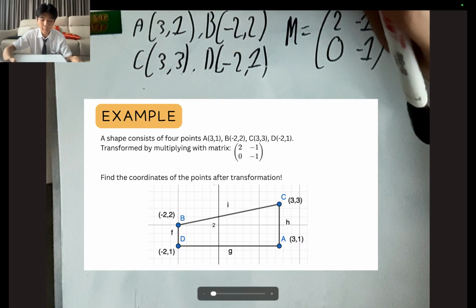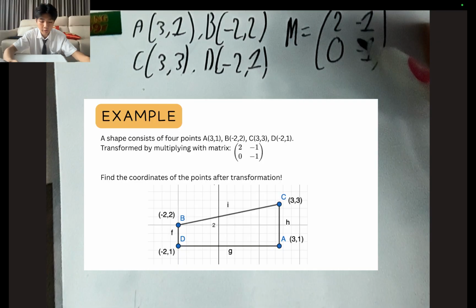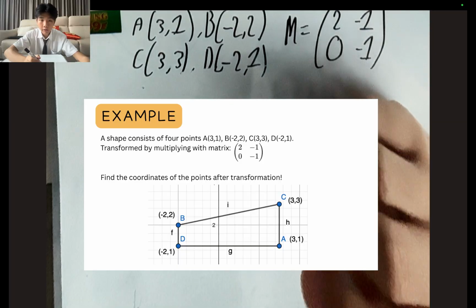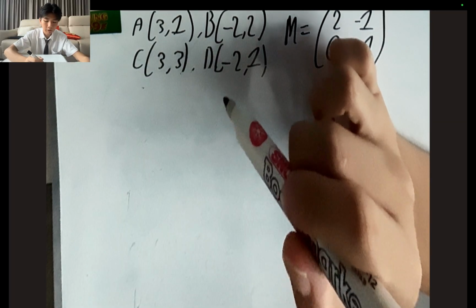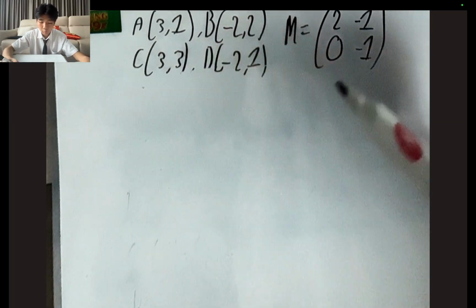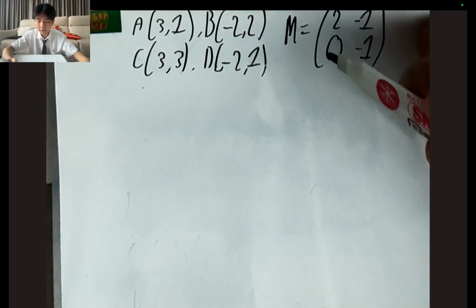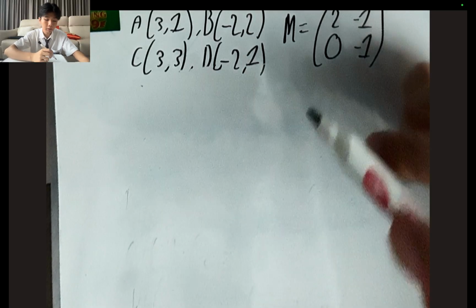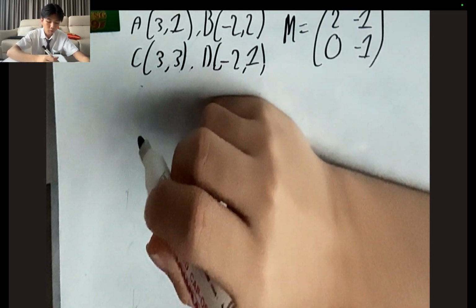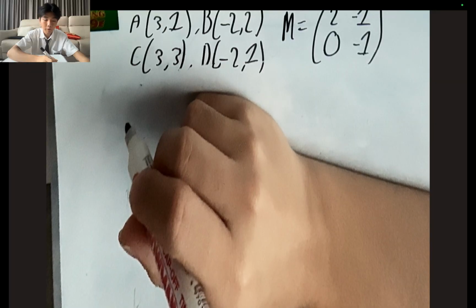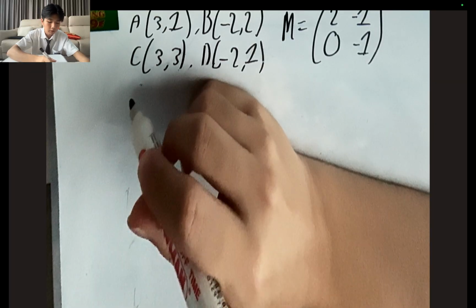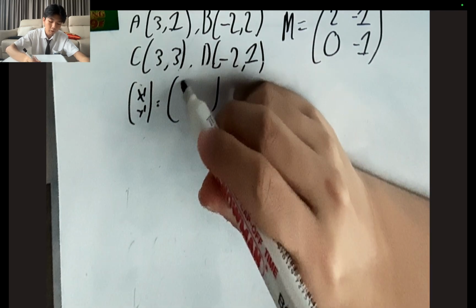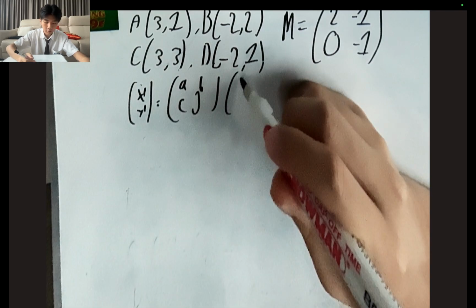Now we'll explain an example question where a shape consists of 4 points A, B, C, D with coordinates that can be seen here, and they will be transformed with the matrix 2, -1, 0, and -1. We are told to find the new coordinates, so we can simply use the formula x', y' equal to the transformation matrix A, B, C, D multiplied by each coordinate.